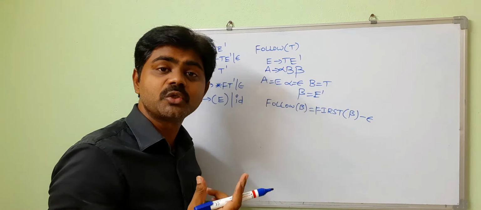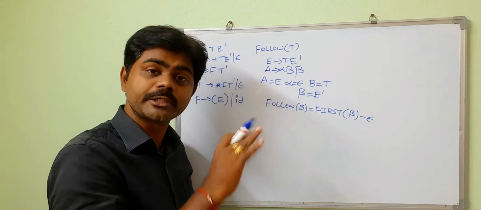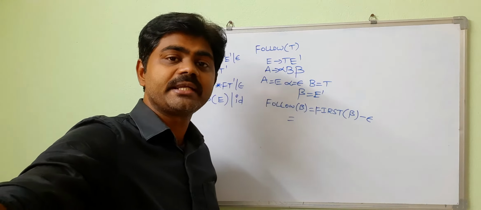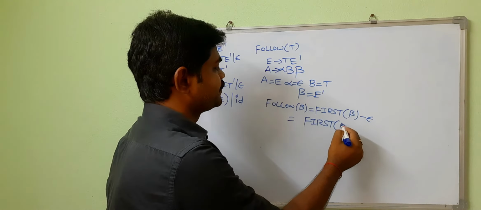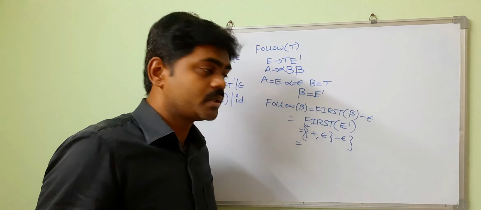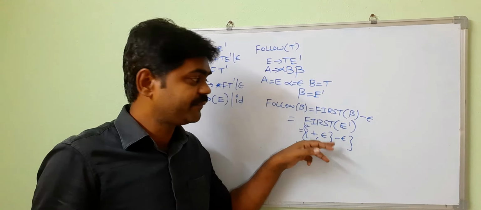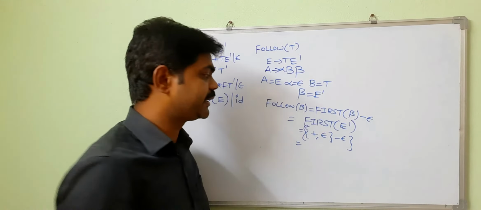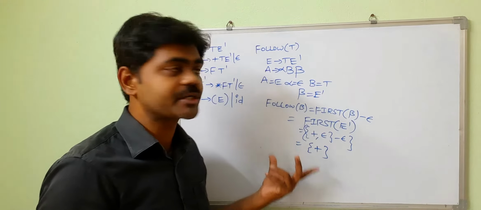So if we check rule 2 without epsilon, follow of B equal to first of beta without epsilon. So what is first of beta? We already found out first of beta. What is beta here? First of beta is E dash. So what is E dash? We already found E dash here. So first of E dash equal to plus comma epsilon, and we should remove epsilon in that. So minus epsilon, the epsilon gets cancelled and we'll get plus. So is it over? No, we have another production, right?